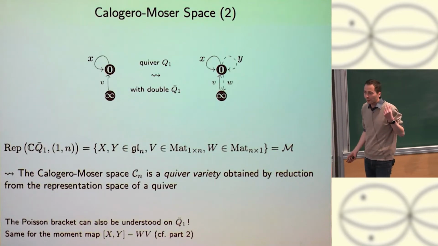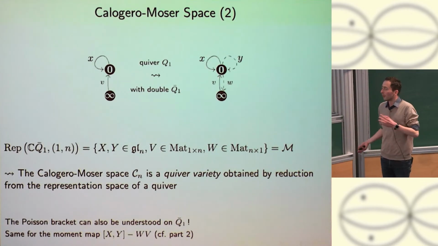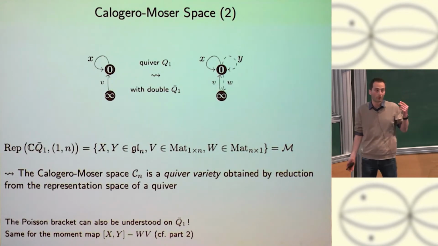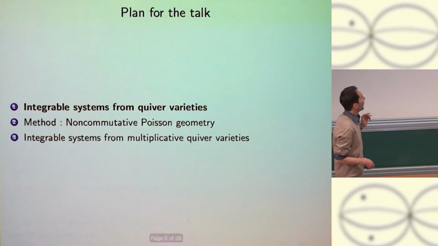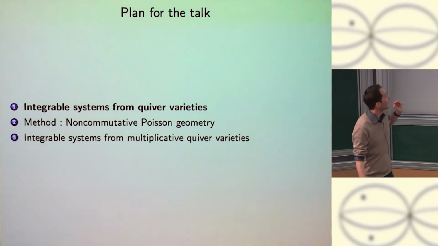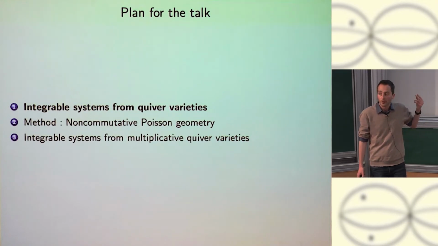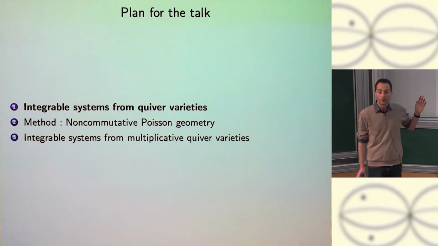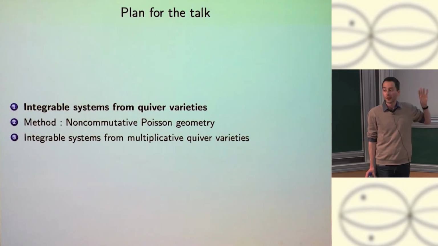And so my upshot for today will be to say that almost all the structure can be understood directly at the level of the quiver. So in some way, you will get most of the, let's say, Poisson geometry as a corollary of whatever you can do at the level of the quiver. So that will be my main message for today. And so now for the plan of the talk, what I will do is just explain to you how to construct integrable systems on more general quiver varieties. And then, because I will really hide the Poisson structure in all these cases at the beginning, I will then just give you an idea of how I get it, really, just at the level of the quivers.